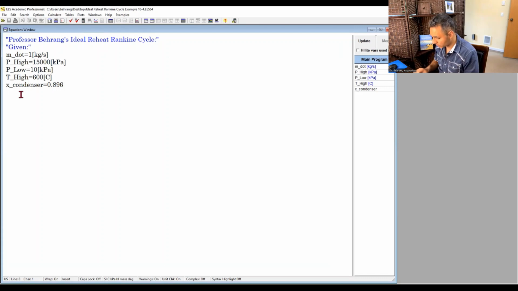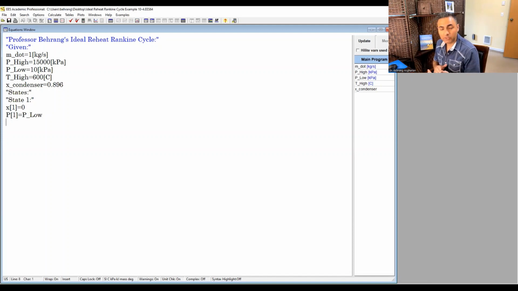Now we can actually go to states. I can define every state. Let's do the states. The first state that I need to deal with, as I showed you, is the pump, right before the pump. So I know quality 1 is basically 0. What else did I know about 1? P1 was supposed to be 10 kPa, so I don't need to write it. I just call it P low because I had it up there, so I can change those values.